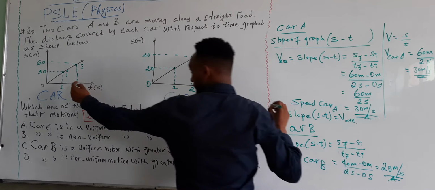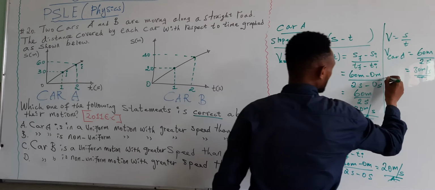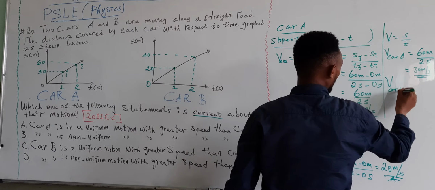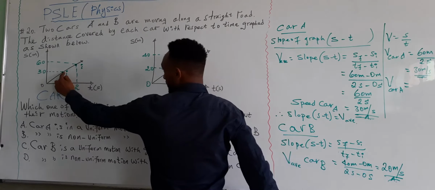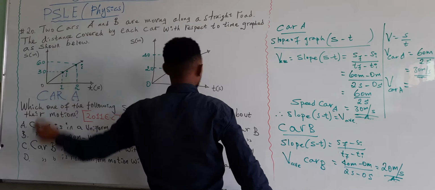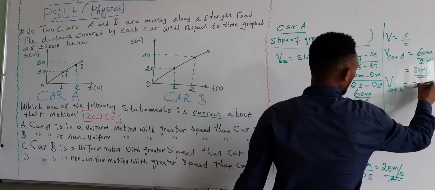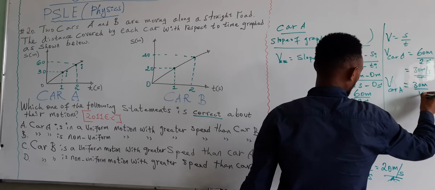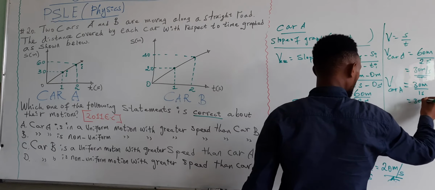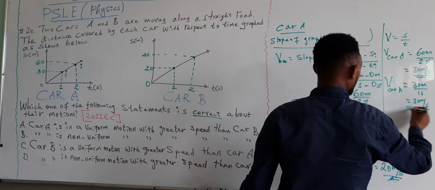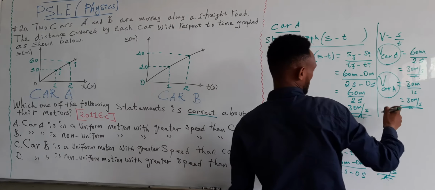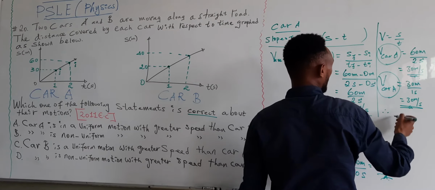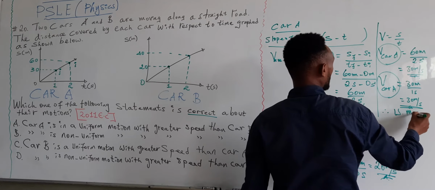And also at point J, the speed of car A is equal to the distance at this point, 30 meters, over time, 1 second. 30 meters over 1 second also gives 30 meters per second. This implies that the motion of car A is uniform motion.